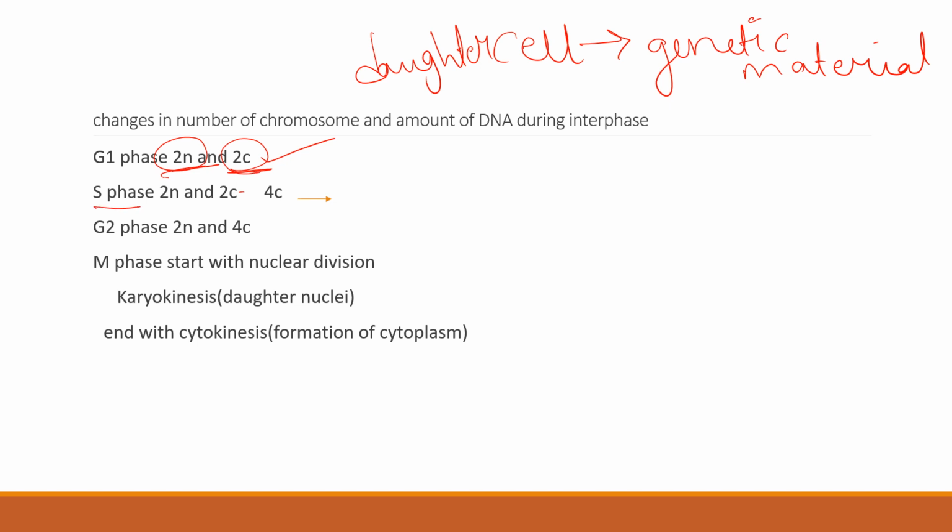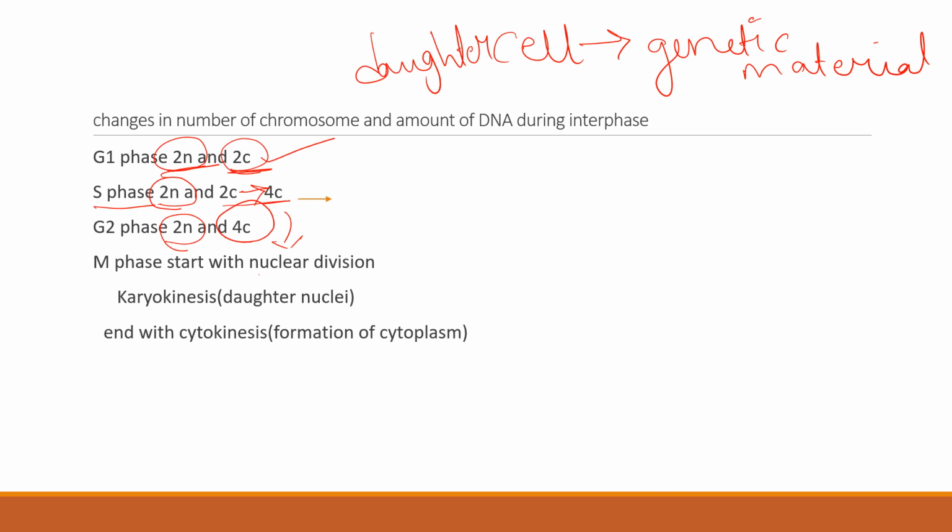But in S phase, as I mentioned earlier, DNA replication occurs. So in this phase, the number of chromosomes remains the same, but the DNA replicates, and from 2c its amount increases to 4c. After that, in G2 phase also, the chromosome number remains 2n and the amount of DNA remains 4c, and then the cell would move towards the M phase or mitotic phase.